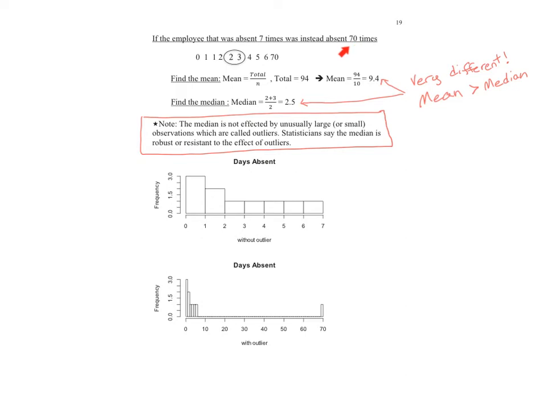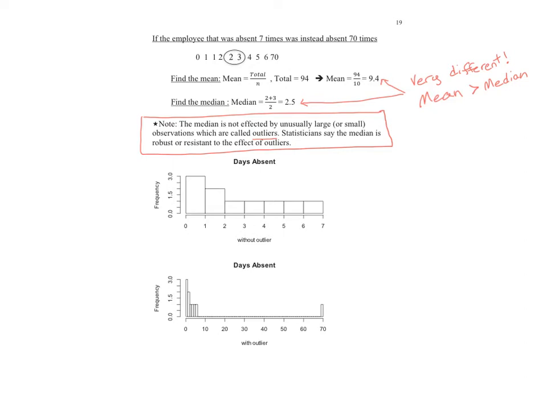A number like this 70 that's unusually large, or possibly unusually small, is called an outlier. And we can see here how the median is not affected by an unusually large or unusually small value on one side or the other. However, the mean is very affected by unusual observations, because the mean gets pulled in the direction of the unusual observation.